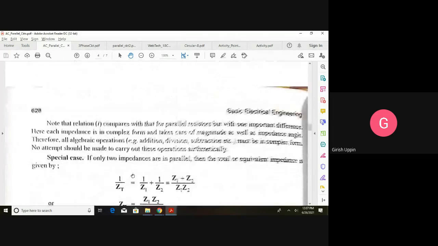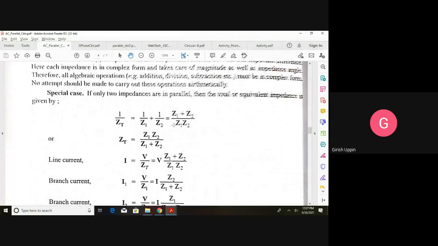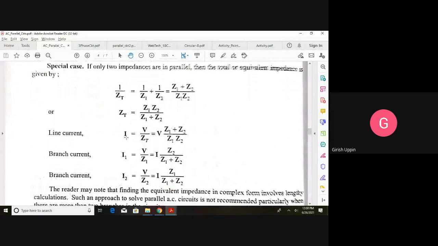That is how we can calculate. And here they have taken one example where there are only two impedances. I told you most of the time they will give you two impedances. If that is the case, you can directly use this equation: Zt is equal to Z1 Z2 divided by Z1 plus Z2. Here you can represent Z1 in polar form or rectangular form, and do the simple calculation. If it is a complex number calculation, you can directly calculate this on your calculator, and we can calculate the total current and the branch currents I1 and I2.